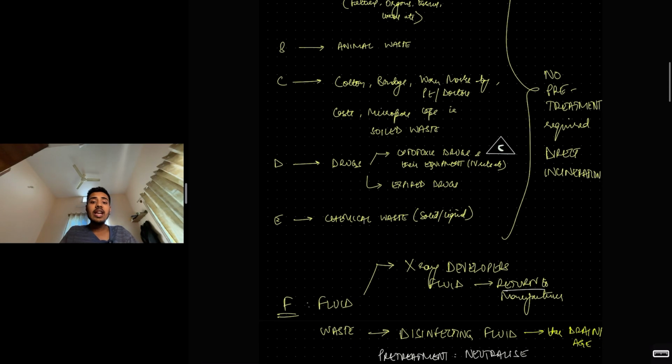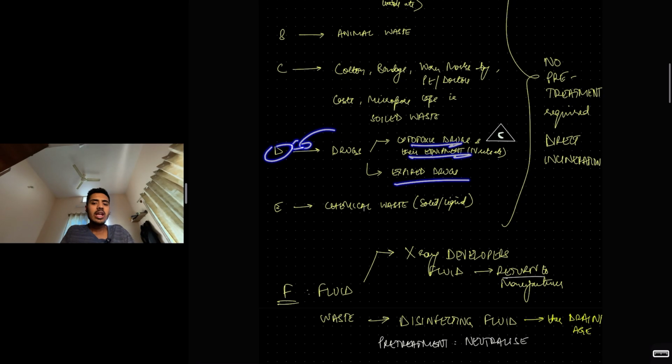D for drugs, cytotoxic drugs and their equipment, like their IV sets. Which are the cytotoxic drugs? The anti-cancer drugs. Now, anti-cancer drugs you will give IV. The IV sets that give the anti-cancer drugs are also a part of yellow D. Only for anti-cancer drugs. For other, general drugs, the IV sets and IV tubes don't come under yellow D. They come under the red bin. But for cytotoxic drugs and their equipment, it is yellow D. And even for expired drugs, yellow D.